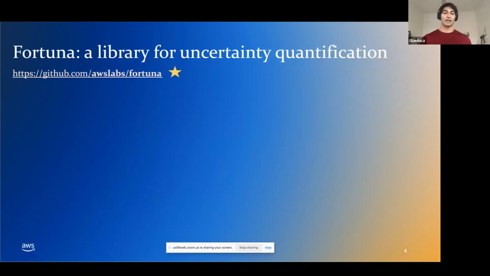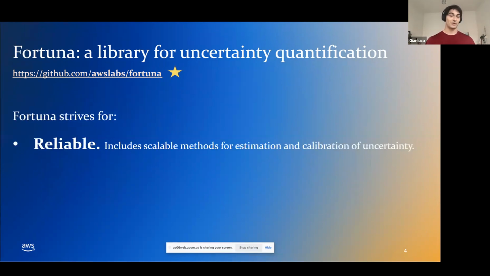That's why maybe we came out with Fortuna. Fortuna is this library for uncertainty quantification that we released. It's open source. You can find it on GitHub. And let me tell you, what do we strive for? What are the principles that guide us? One is, of course, reliability. Everybody wants to be reliable. And what we mean by this is that we try to include scalable methods across the full literature on uncertainty quantification. Let's say we don't discriminate. We try to be as inclusive as possible, with methods that are good for estimation and calibration of uncertainty.